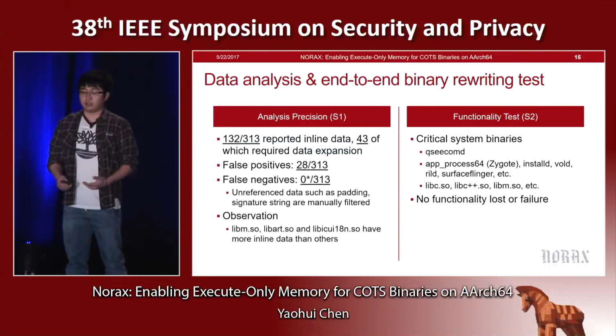We also observe that among these binaries, libm, libart, and libiq18 and the SOs have reported much more inline data than other analyzed binaries. And regarding the functionality test, we converted those critical system binaries, including the QCCOMD, the Qualcomm driver, and those important system daemons such as Zygote, install-D, service flinger, etc. They are used to support your day-to-day tasks such as launching a new application, making a phone call, or rendering frame buffer, etc. We also converted the low-level complex libraries such as libc, libm, and then we enabled them, and during our functionality test, we did not observe any failure.